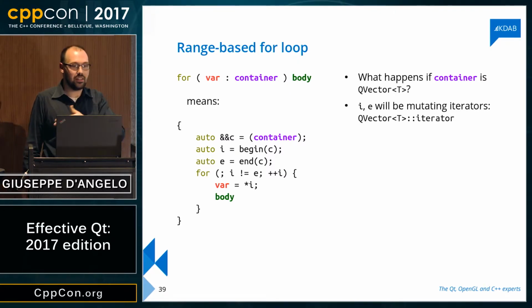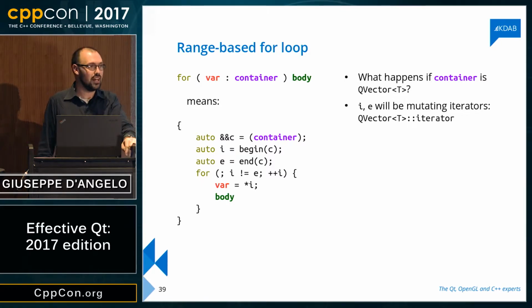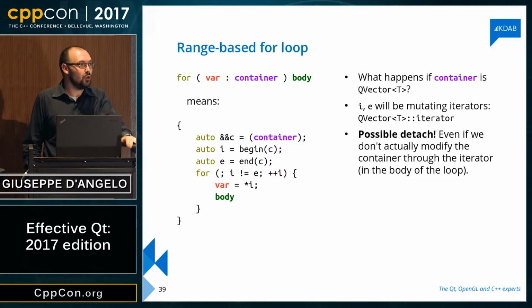I'm just reading from it. Sorry, the syntax does not say that. The syntax says you're about to call begin and end over a non-const container. I'm going to deep copy it if it's shared. End of the story. So there is a possible detach happening here, even if you don't modify the container from within the body of the loop. Got that the other way around. Yep, that's just the way it is. That's the syntax.